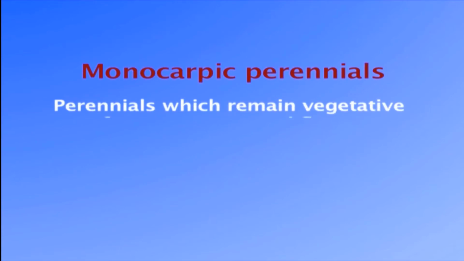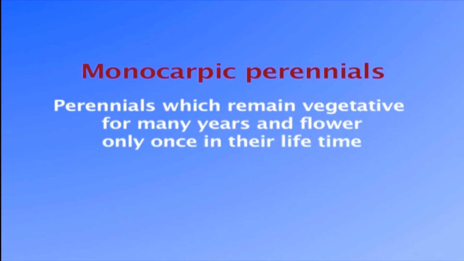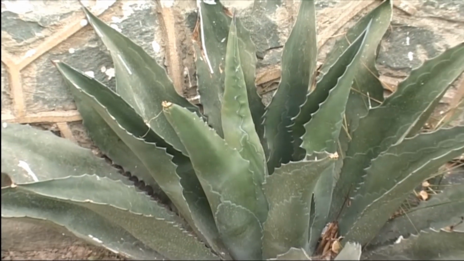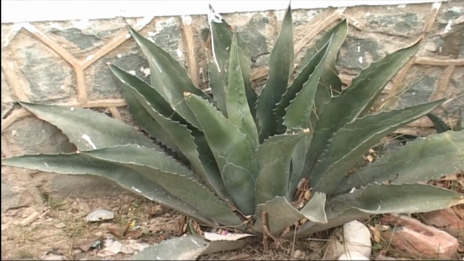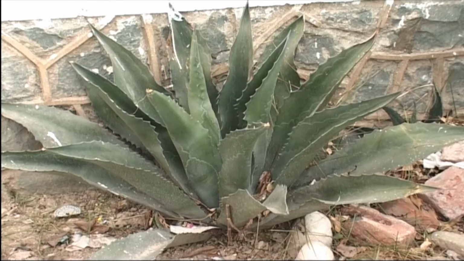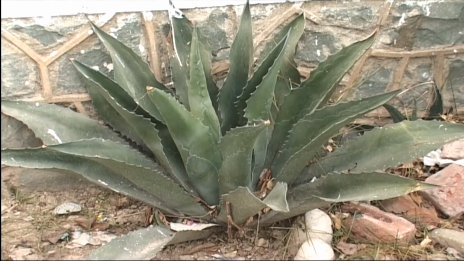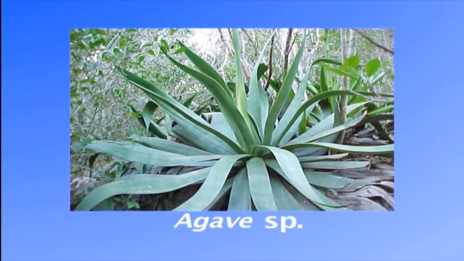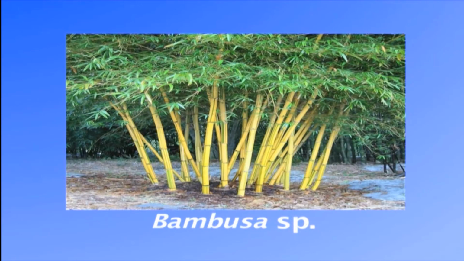So far as the monocarpic perennials are concerned, they are also known as the simulparous perennials. These are those perennial plants which remain vegetative for many to hundreds of years and then flower only once in their lifetime. They thus bloom only once in their life, set seeds and die. The examples of monocarpic plants are agave, which is the century plant, and some species of bambusa or the bamboo.